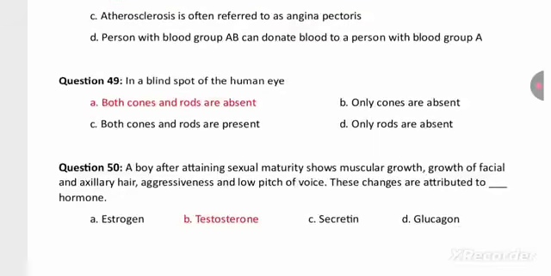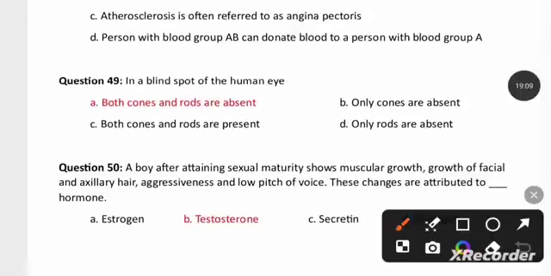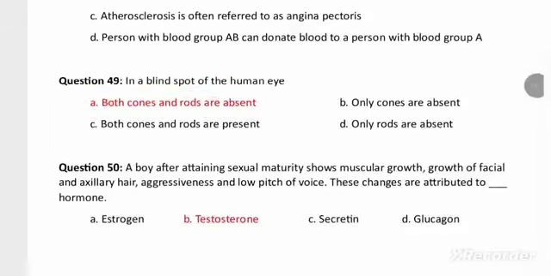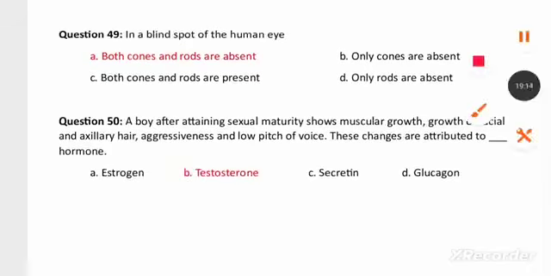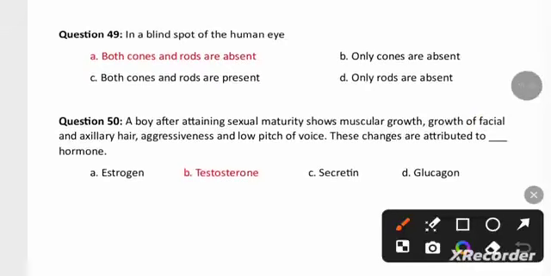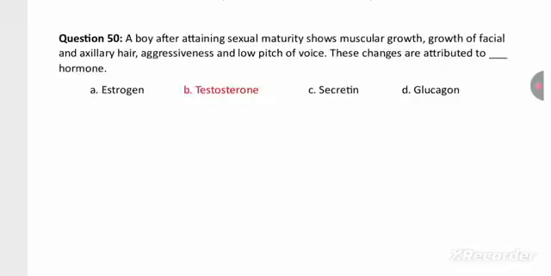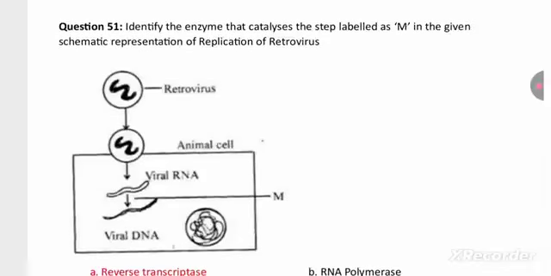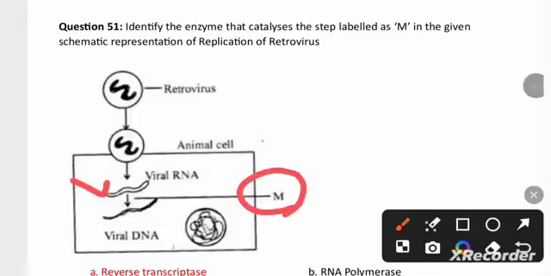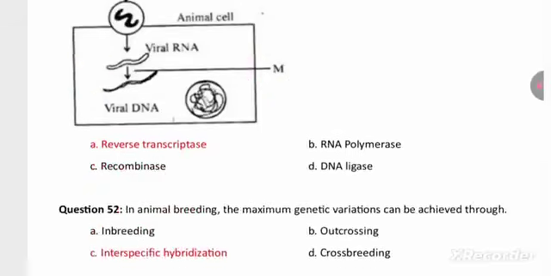In the blind spot of the human eye, both rods and cones are absent. A boy after attaining sexual maturity shows muscular growth, facial and axillary hair, aggressive behaviour and low pitch of voice. These changes are attributed to one of the sex hormones called testosterone. So next question, identify the enzyme. In this case, M is the enzyme which converts viral RNA into viral DNA. It is reverse transcriptase enzyme, reverse transcriptase.